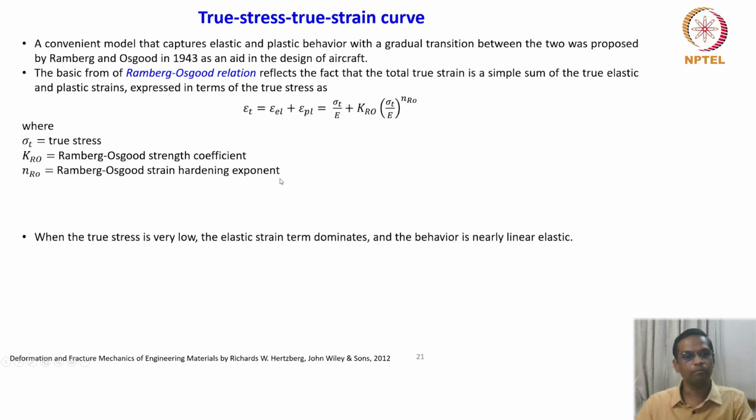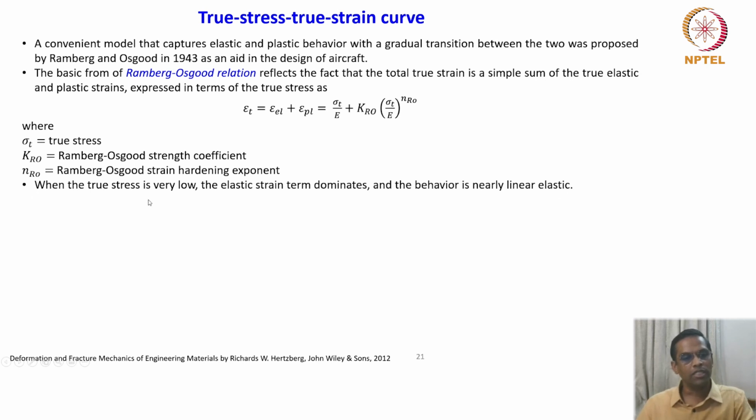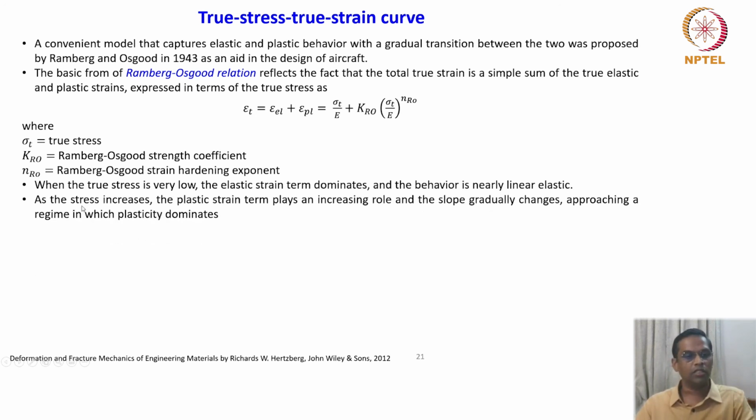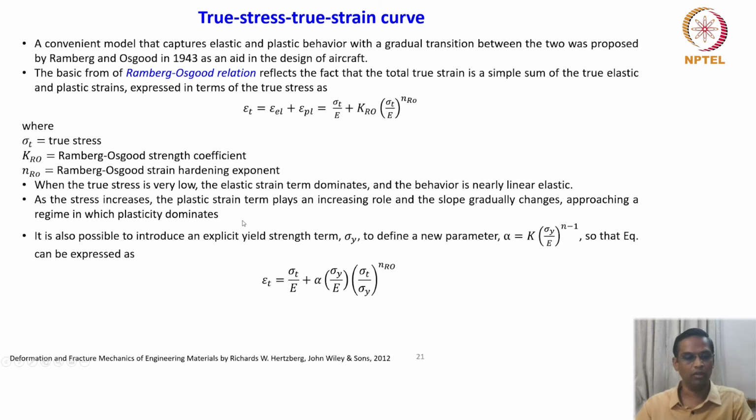hardening exponent. When the true stress is very low, the elastic strain term dominates and the behavior is nearly linear elastic. As the stress increases, the plastic strain term plays an increasing role and the slope gradually changes, approaching a regime in which plasticity dominates. So how do we write this equation?